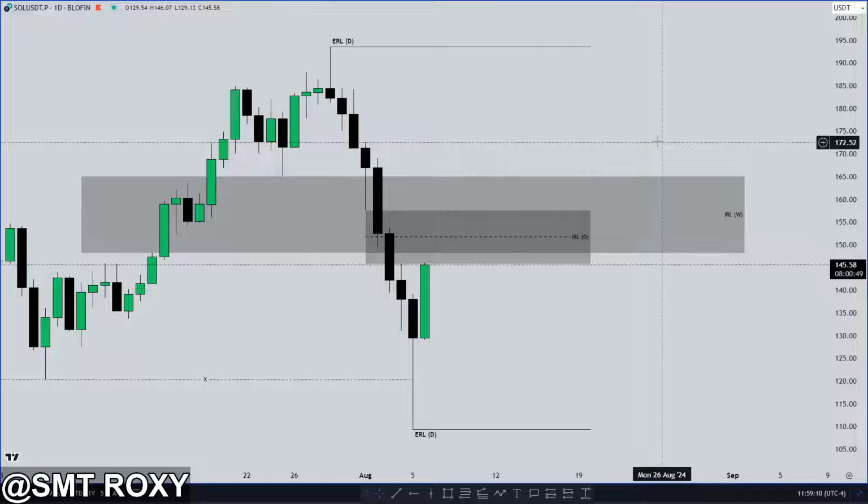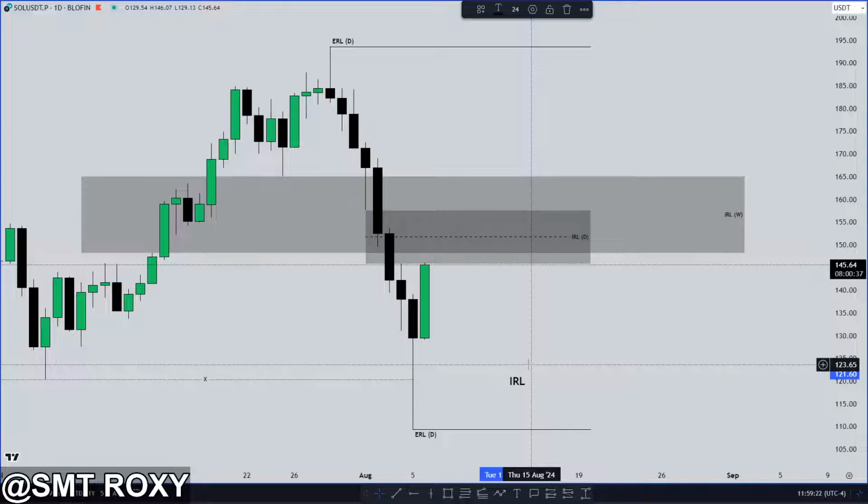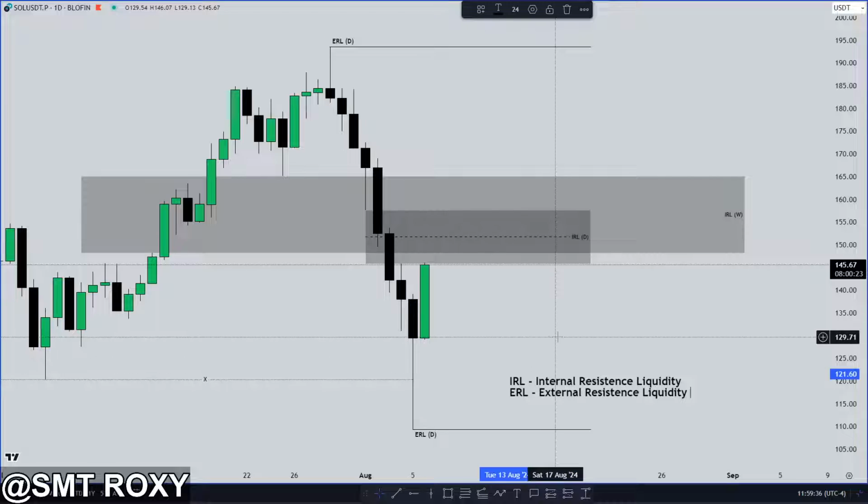What does IRL mean and ERL? IRL means internal resistance liquidity, and external resistance liquidity for ERL. That's all it means. So IRL stands for internal resistance liquidity. ERL stands for external resistance liquidity.